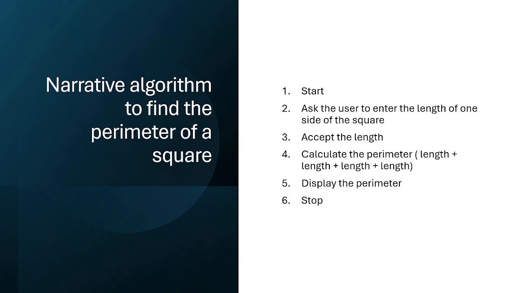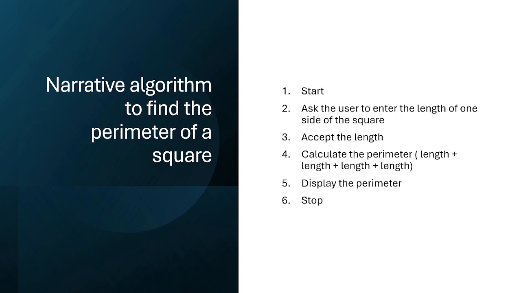So after we start, this narrative algorithm, sorry, is to find the perimeter of a square. So we ask the user to enter the length of one side of the square. Then we accept the length. Why are we accepting the length? So this algorithm is more related to IT. So this could be implemented as a computer program. So if a user is to type in the length of a square, then we have to accept that value. We have to store that value somewhere, right? So we accept the length.